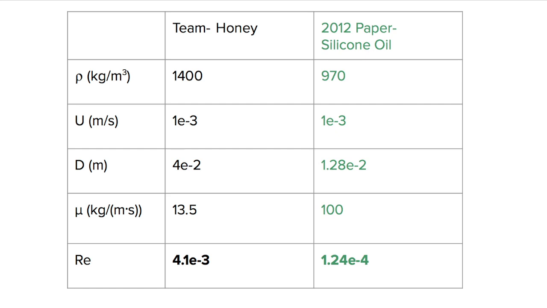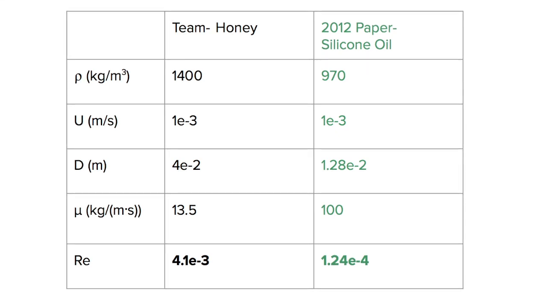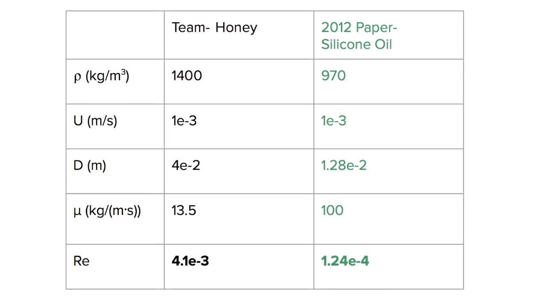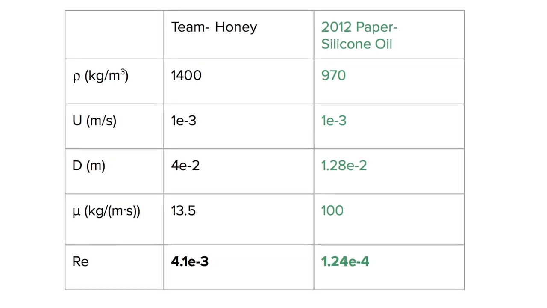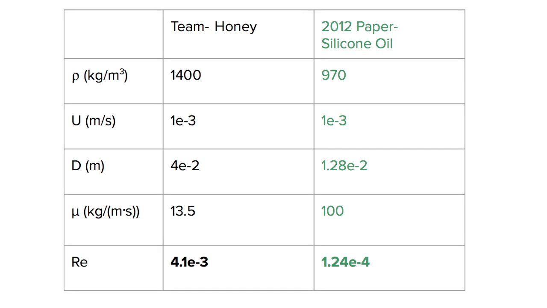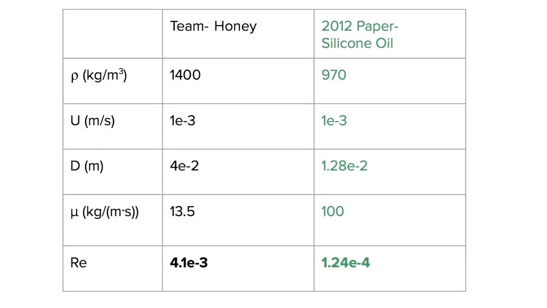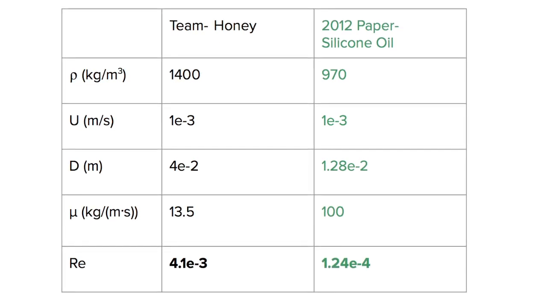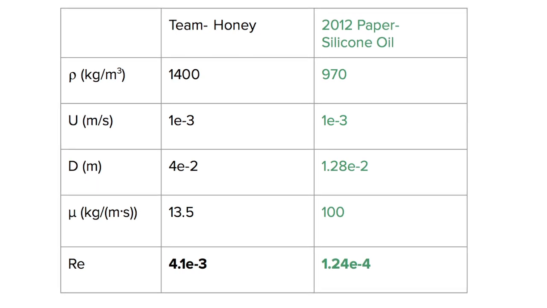In regard to the second paper we showed in the beginning of the presentation, we found another paper done in 2012 that did a similar experiment to our problem. Here is a comparison of the setups. Our experiment used honey with a helical coil of 4 cm in diameter, and the paper used silicone oil with a helical coil of 1.28 cm in diameter.